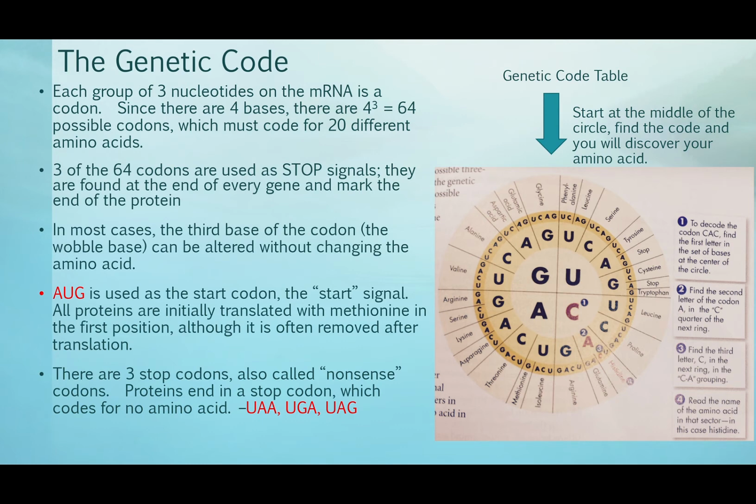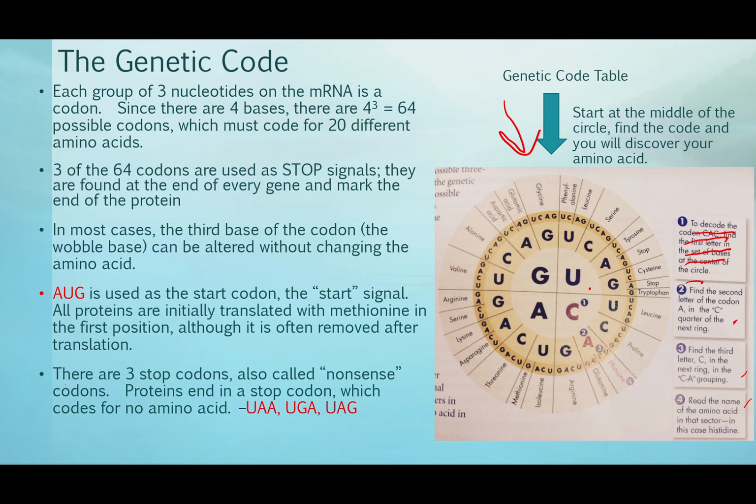Now, once we have our amino acid chain, our polypeptide chain, it's going to code for something. So if we look here, this is the chart we're going to read. You're going to start from the middle and read out, going one at a time. Like here it says, to decode the code, the first letter of the set of bases is in the center of the circle, which is here, then we're going to move outward all the way out to the outside.